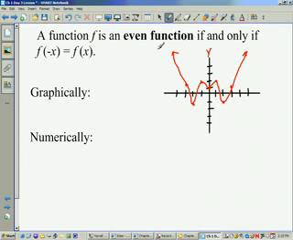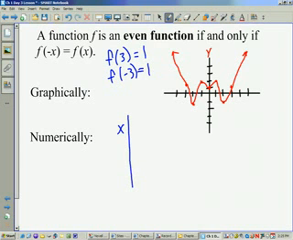Now, the definition says a function is an even function if and only if f of -x equals f of x. So we can take any point, let's say f of 3. F of 3 here is equal to 1. Now, if I take f of -3, that answer is also 1. So what this definition is saying is f of 3 and f of -3 will give us the same answer. Here is the graphical representation.